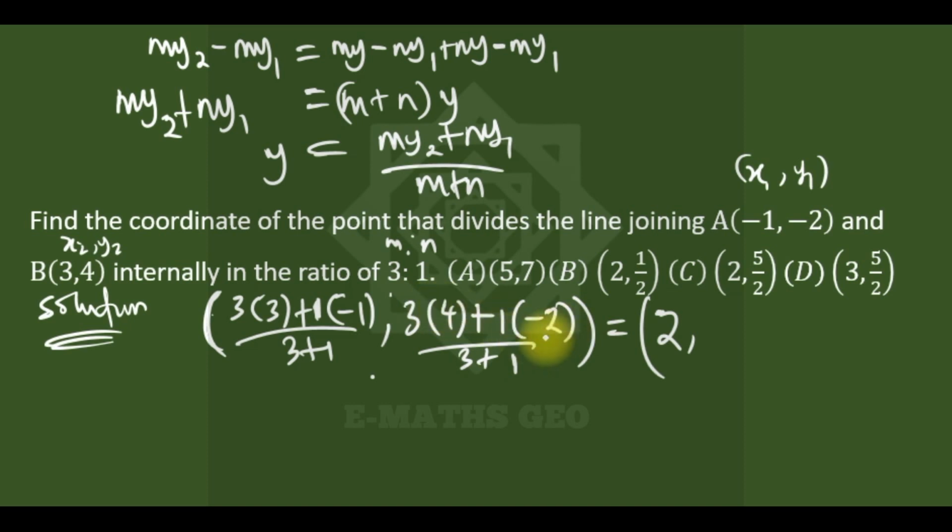So this is 12. 12 minus 2 is 10. 10 over 4 is 5 over 2. So the answer is option C. So that's for internal division.